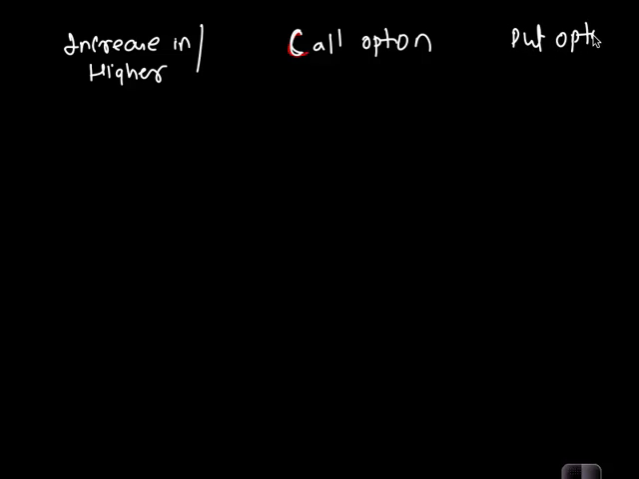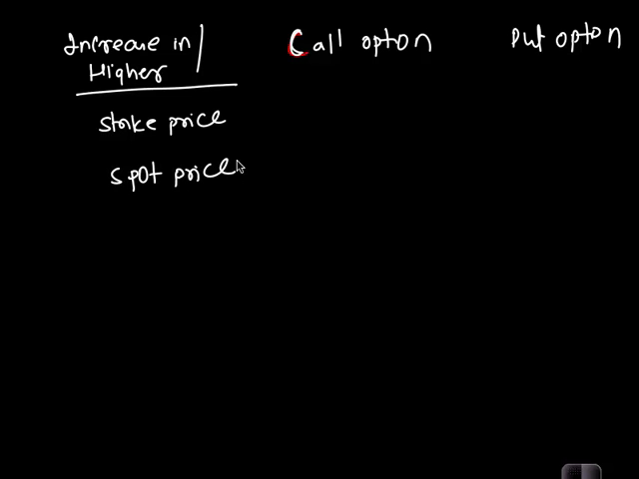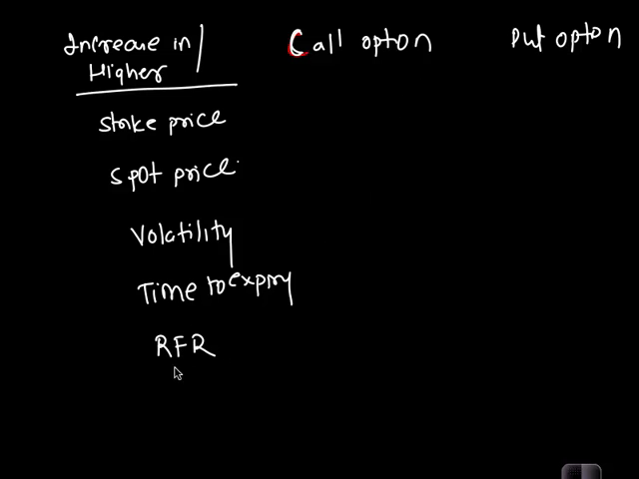So the table will have three columns. Let me write the first column as increase in, or higher. The second column is call option. The third column heading is put option. The first variable is strike price. The second variable is spot price. The third variable is volatility. The fourth variable is time to expiry. The fifth variable is risk-free rate of return. And the sixth variable is dividends.